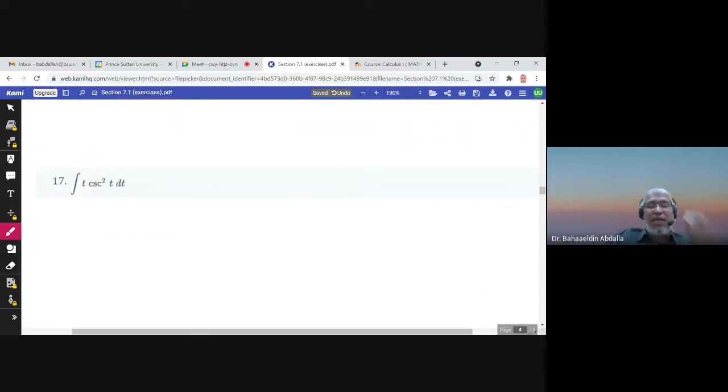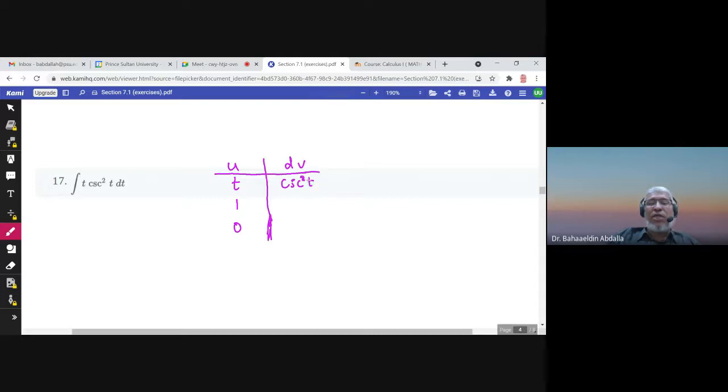I have t and cosecant square. t is an algebraic function. Its derivative would be 1 and then 0, so it goes to 0. So we can use this method. And dv would be cosecant square t.